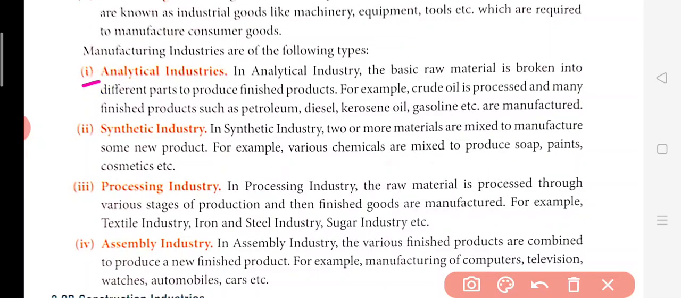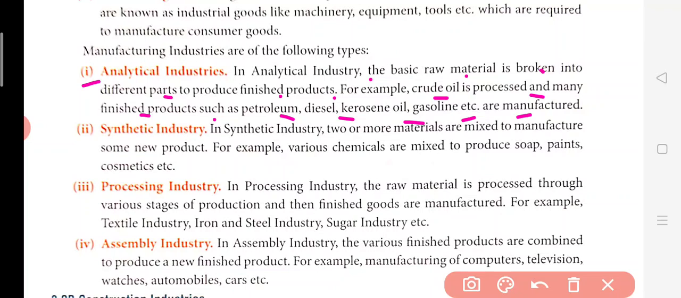Analytical industry. In analytical industry, the basic raw material is broken down into different parts for producing finished products. For example, crude oil is processed and many finished products such as petroleum, diesel, kerosene oil, gasoline are manufactured here. So an analytical product is a kind of product which is just used like a raw material.